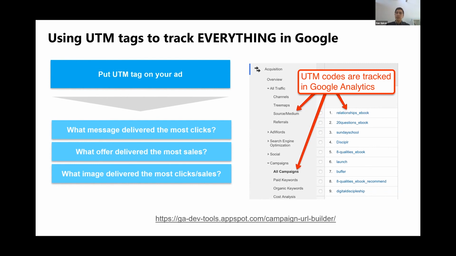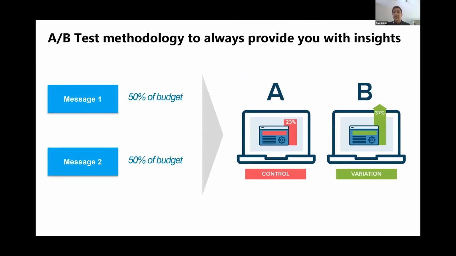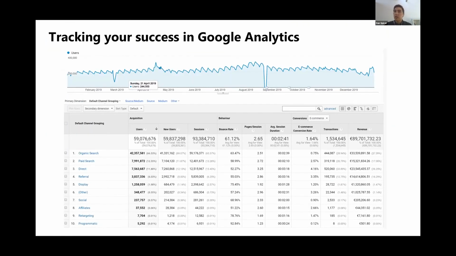And what that does is it tells Google exactly where that traffic has come from. And there's a link at the bottom here which allows you to build a UTM tag quickly and easily. And what you can then do is say that this tag is related to this offer, or related to this image, or related to this message. And then in Google Analytics, it will show you exactly what has driven the success of your customer acquisition strategy.